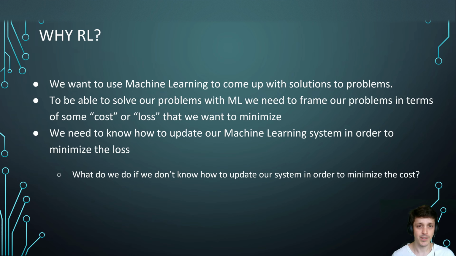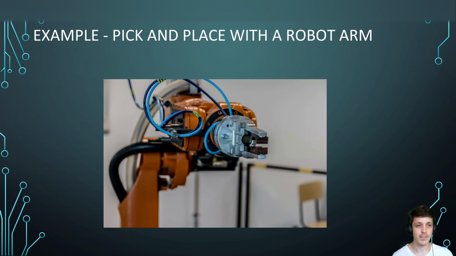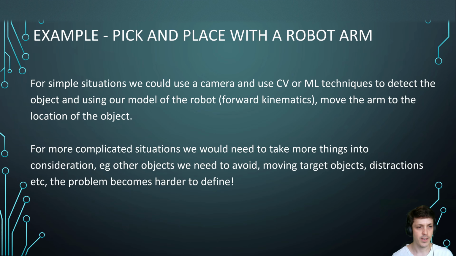The problem that reinforcement learning tries to tackle is: what if we don't know how to update our system in order to minimize the cost? Maybe there's some sort of disconnect between our objective and what we actually need to do to achieve that objective. To give a concrete example, let's consider a pick and place robot arm. It's a robot arm that's going to pick up an object from one location and place it in another location. For a simple situation, you could use just a camera with computer vision to detect that object in space, and then, using the kinematics of the robot arm, move the robot arm to the location of the object, pick it up, and place it somewhere else.